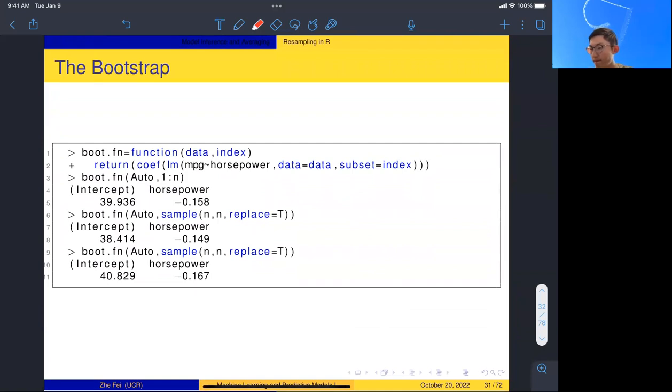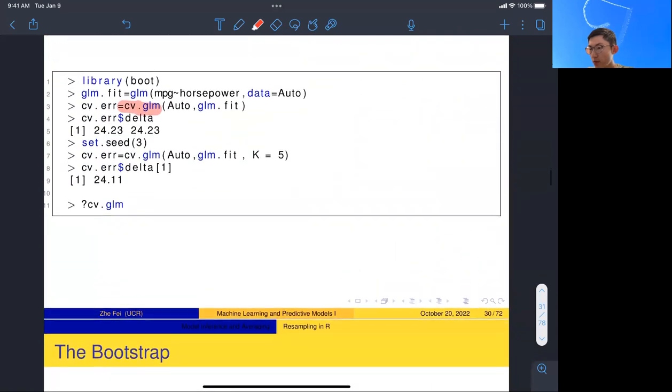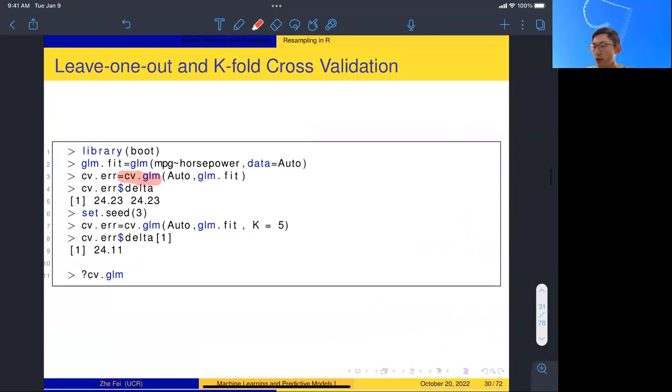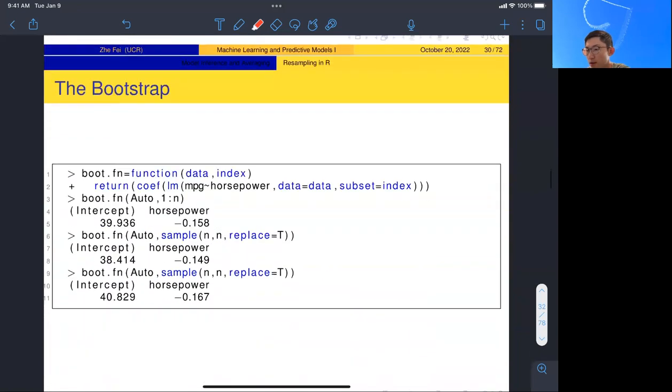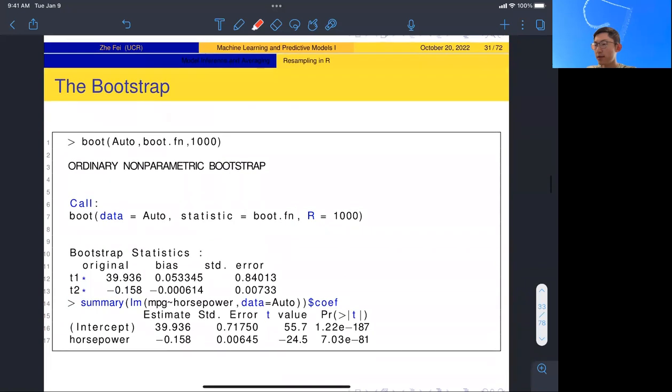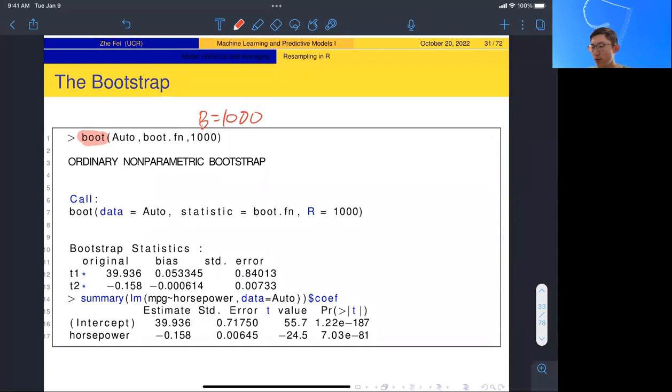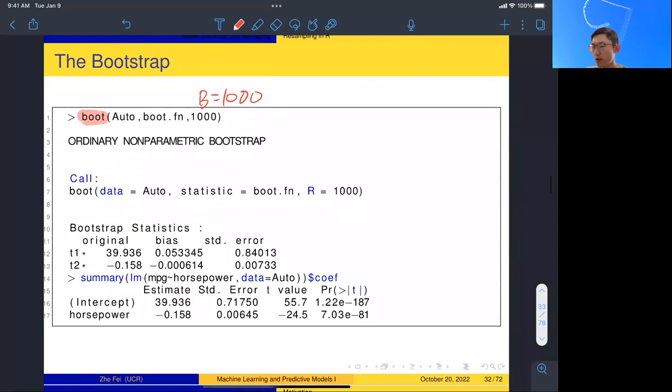Here's the useful R package. It's called the boot R package. Essentially, you can use the boot function, and here 1000 means you have B equal to 1000. Here we see the T1 star and the T2 star, they are the bootstrap estimates.